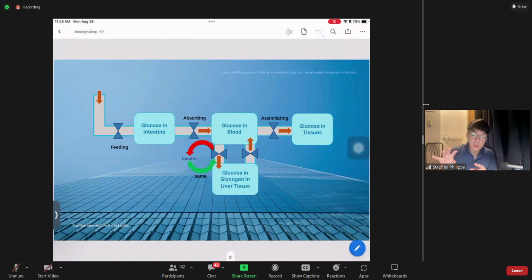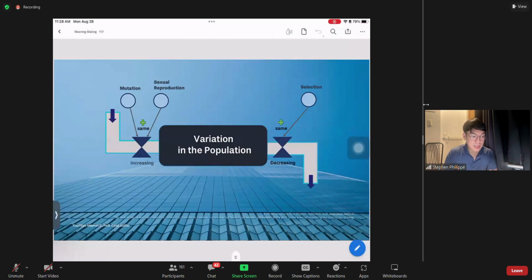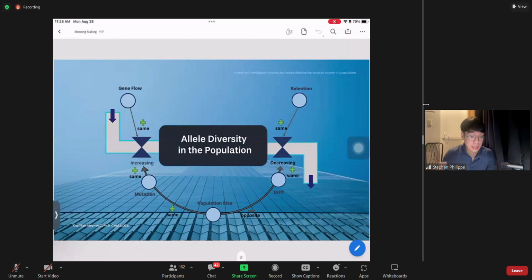So generally, the students can also design and make this using paper and pen. Just let them introduce a topic and choose. I will explain to you later how they could choose a topic. And there you go. They can make models like this, and something like this: variation in the population. Mutation, sexual reproduction, selection. Sorry if I'm going too fast. Then allele diversity in the population. So there is a gene flow acting upon it, and there's a population size. Then they could really use the models.